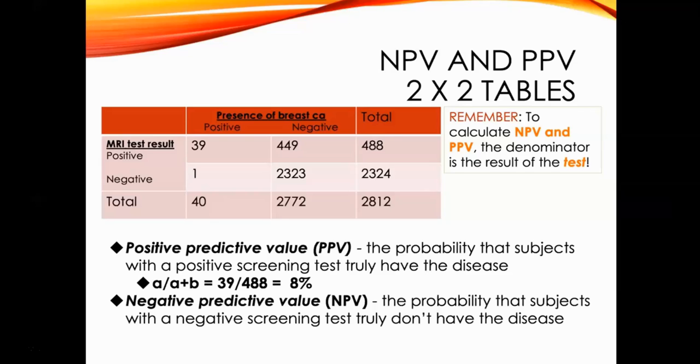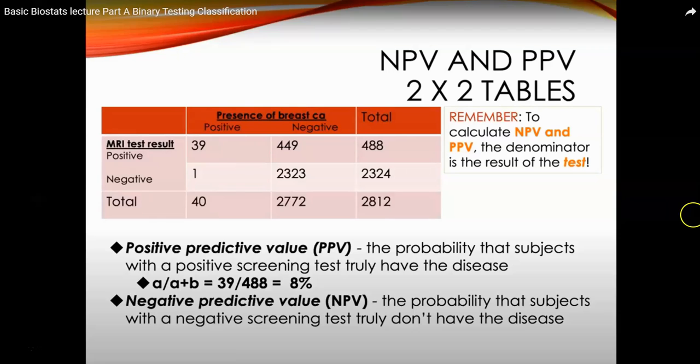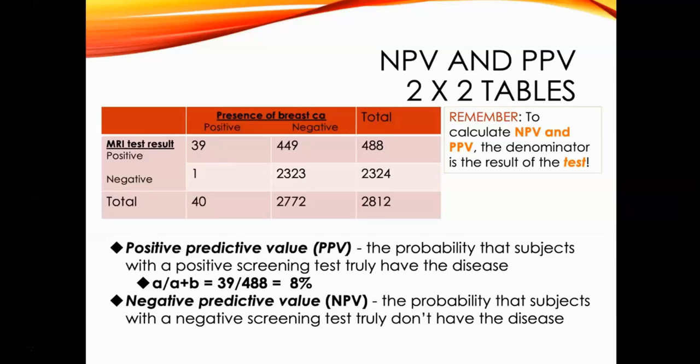Let's do the negative predictive value. This is the probability that subjects with a negative screening test truly don't have the disease. So in this study, if someone has a negative MRI, what's the probability that they truly don't have breast cancer? Again, I'm going to give you a second to fill that out on your worksheet. And remember that for negative predictive value, the denominator is the result of the test. So D over C plus D, and that comes out to virtually 100%. So the negative predictive value of MRI in this case is awesome.